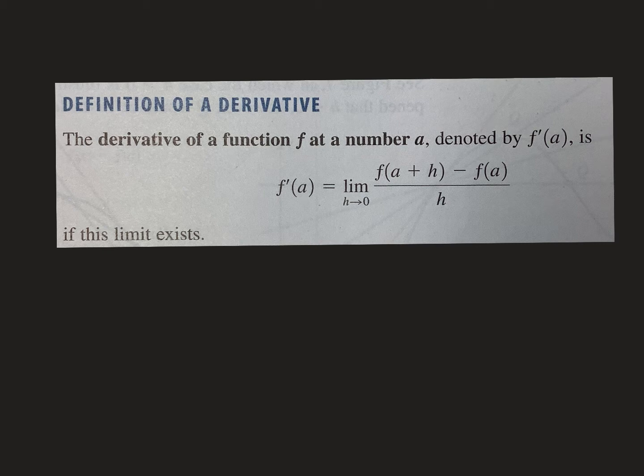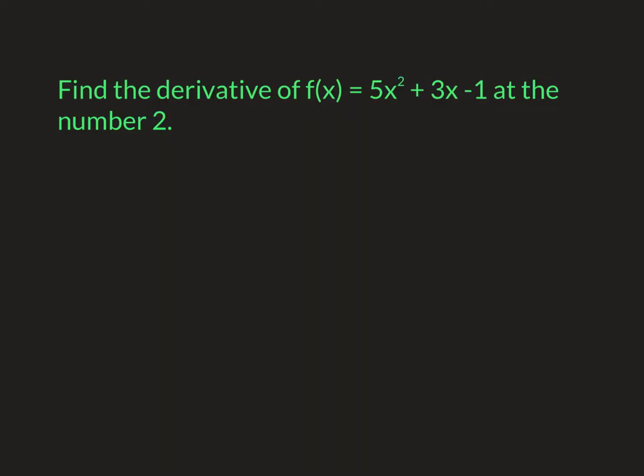All right, it shows up so much we give it a name, and the name of it is called a derivative. The derivative of a function f at a number a, and this is the symbol for it, f prime of a, is that limit as h approaches 0, if it exists. If it exists, the derivative exists. If not, then it doesn't, but hopefully it does. We're going to show you a couple here.